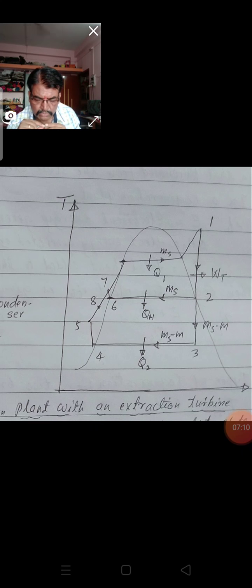We have learned just now. So what happens in that? There is expansion of the steam happening inside the turbine. It means the expansion is taking place, so the temperature decreases from point 1 to 2, as you can see in this diagram.